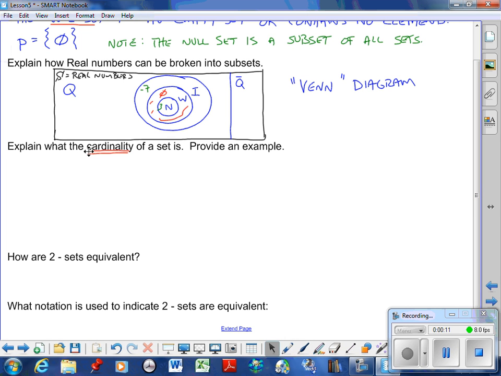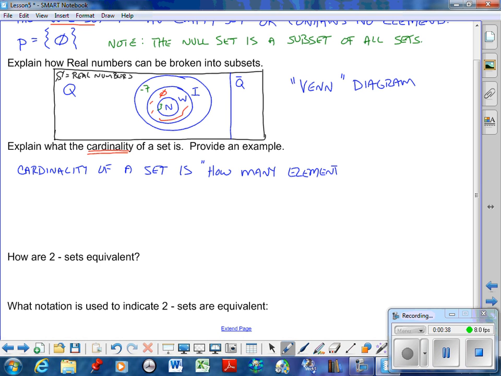Cardinality, kind of a lost term, hardly ever use it in math anymore. Cardinality is simply applying a numeric value to it. So, basically, the cardinality of a set is how many elements are in the set. And I will show you the notation that accompanies that.